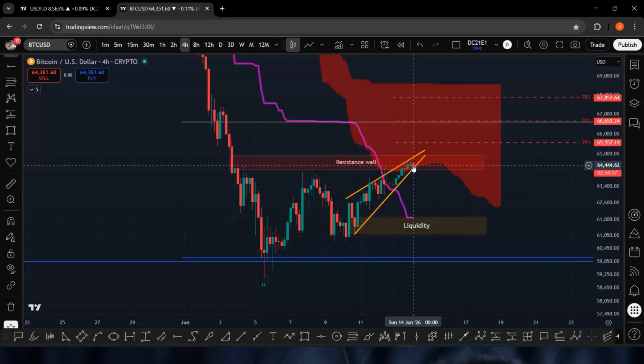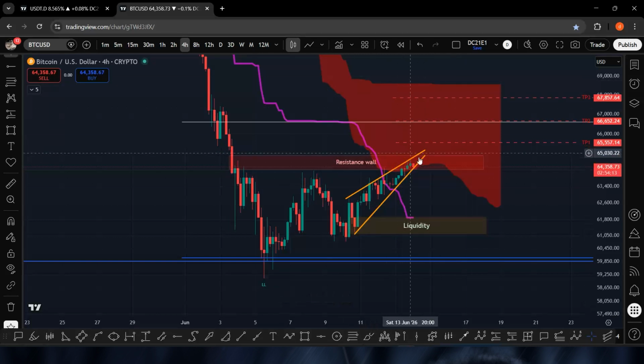So I have two scenarios. First scenario, I'm expecting a downside movement to the liquidity zone, grab some fuel and move back up to the upside, okay? A confirmation above this resistance wall will give us TP1 around $65,000, TP2 around $66,000, and TP3 around $67,000, which gives us the top edge of the Kumo cloud for the last TP, okay? If you want to go out from the market, this is it. I think this could be the last target for the short term, okay?